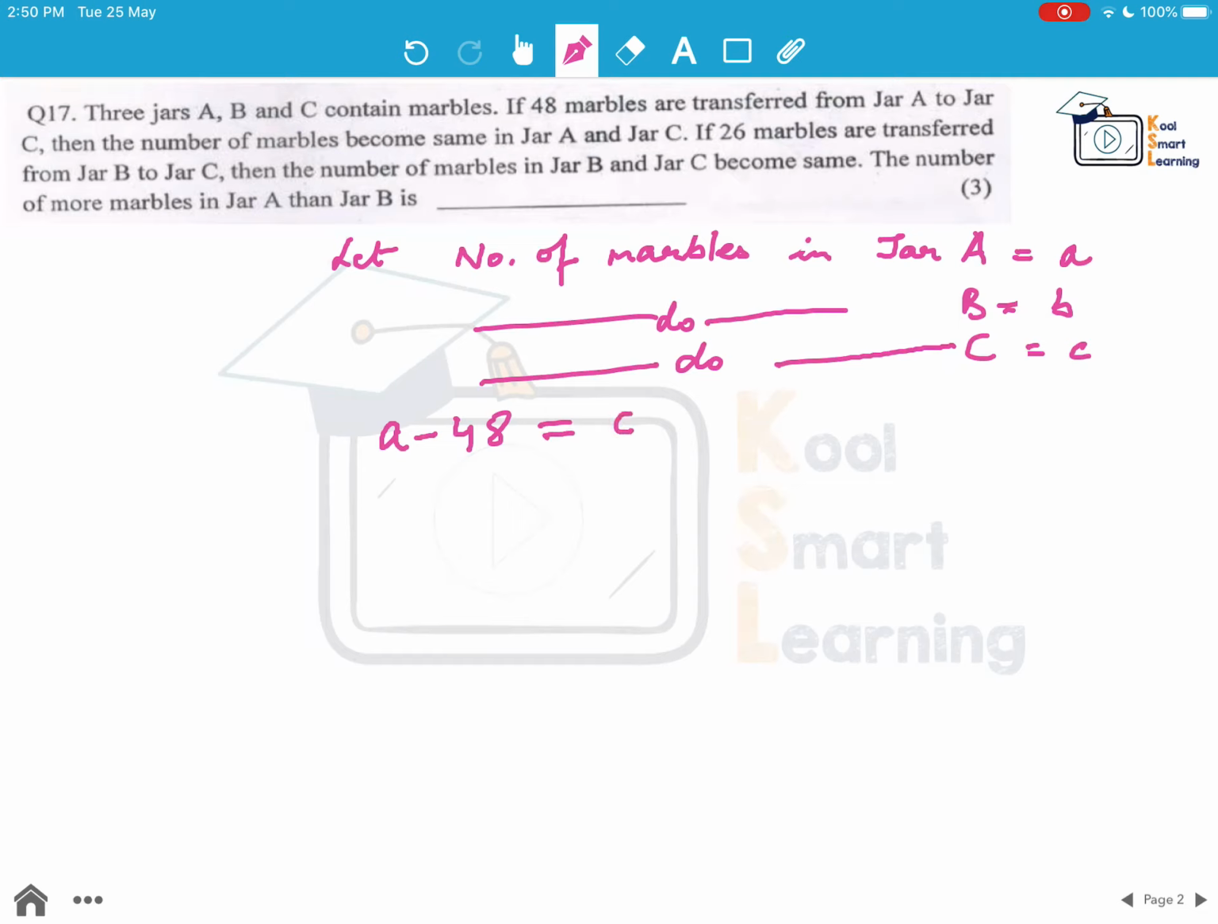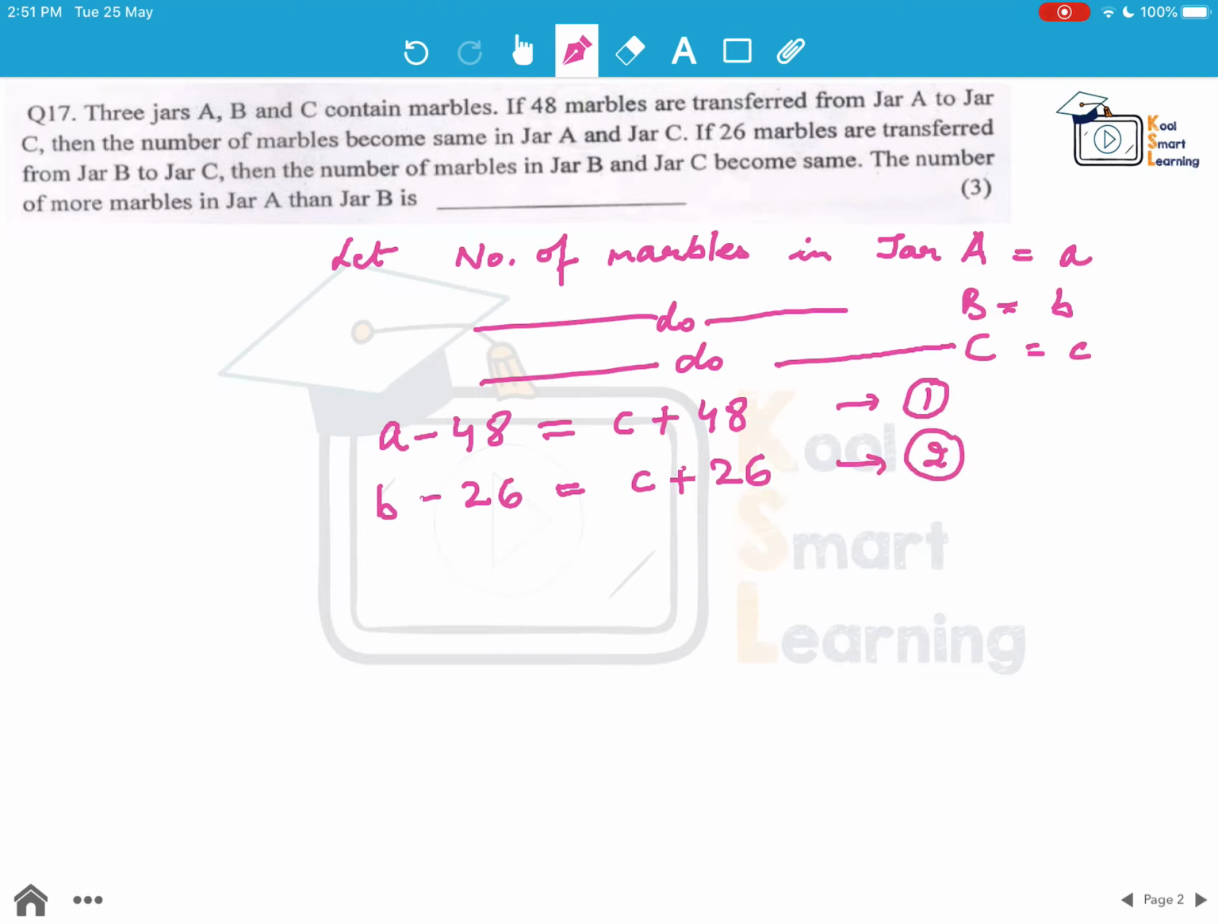So this is equal to C plus 48, because this 48 which have been removed from jar A have been added to jar C and they have become equal. Similarly, if we remove 26 marbles from jar B and put it into jar C, they become equal. So we get B minus 26 equal to C plus 26. So let's call this number 1 and let's call this number 2.